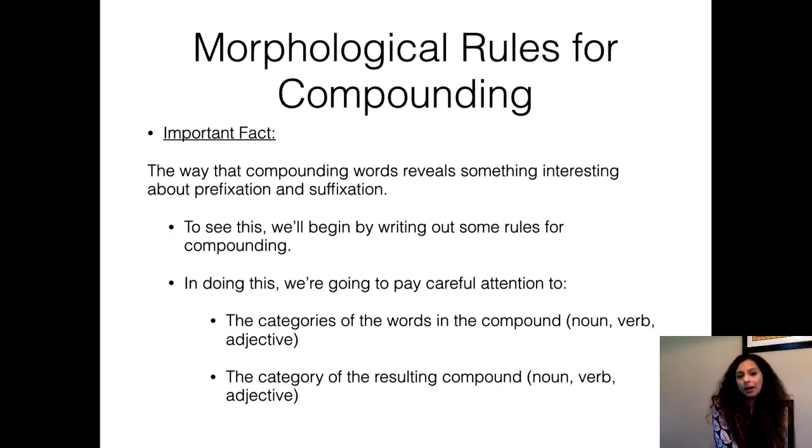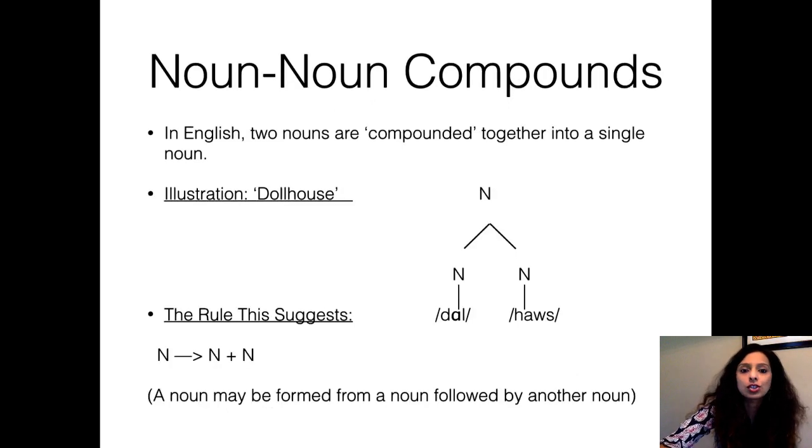Now, when we talk about morphological rules and compounding, we can actually understand prefixation and suffixation a lot better if we look at the different kinds of compounds that exist in English. So let's look through a variety of compounds that we can have in English. We can have noun-noun compounds in English. So this is dollhouse, where you have two nouns combining together to create another noun.